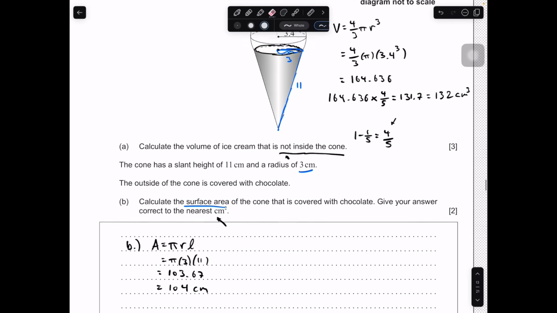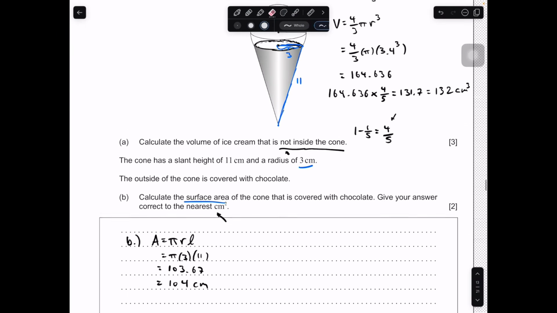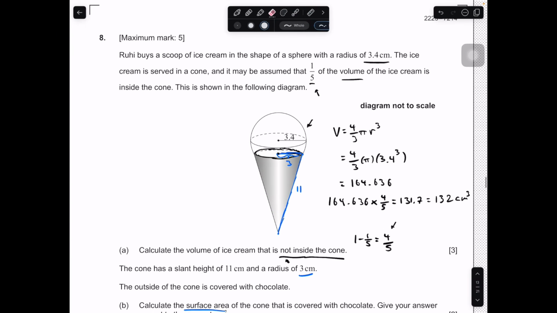Okay. So not a lot of manipulation here actually, it's just more straightforward substitution. In this case, we have 1/5 in the cone, which means 4/5 is outside of the cone. So not too bad of a question. Okay, let's continue on.